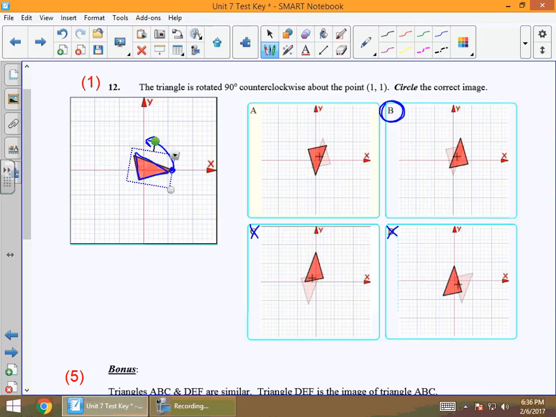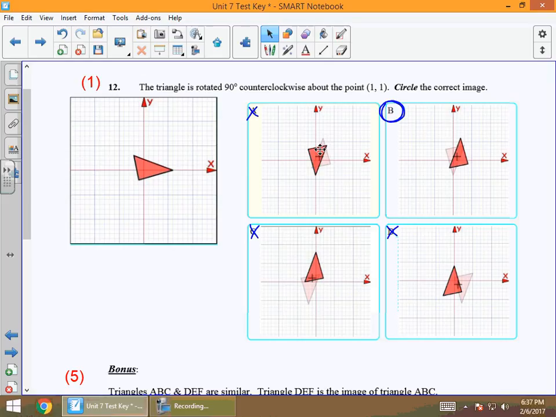C looks like it rotated clockwise 90 degrees. So the big difference between A and B is one of them rotated clockwise around that point, and the other one went counterclockwise. So your answer there was B. That was worth 1 point.